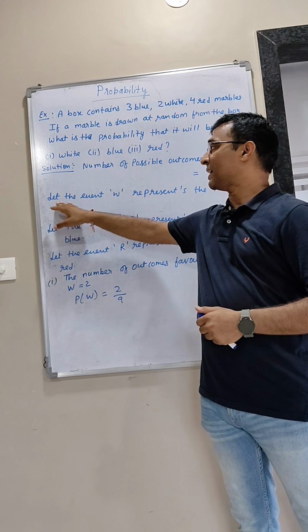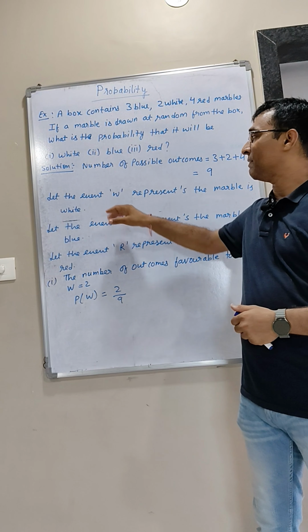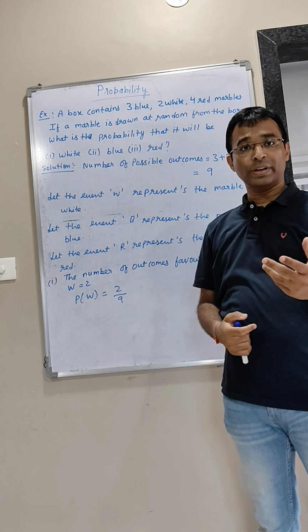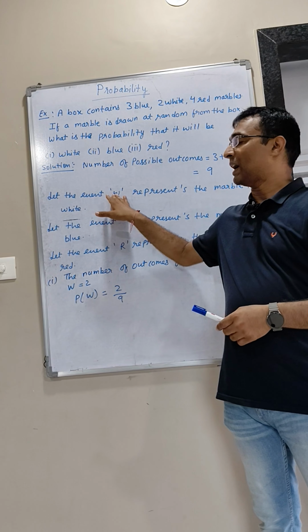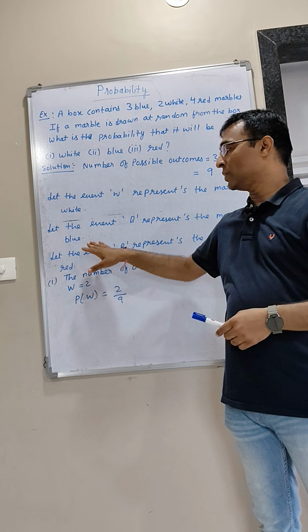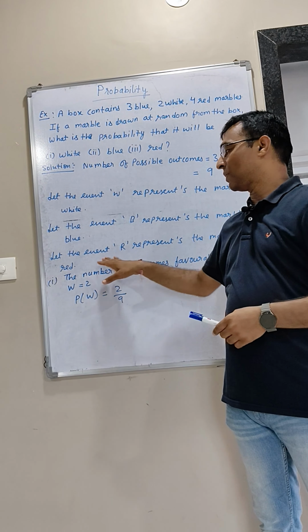Now we have considered, let the event W represent marble white. You can take any other alphabet also. It is not mandatory to take W. Since it is white, starting with W, I have taken this. Similarly B for blue, R for red.